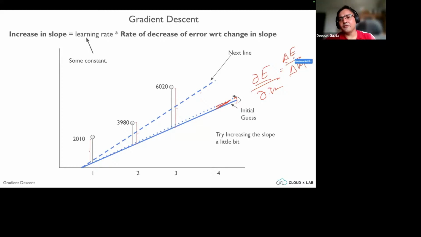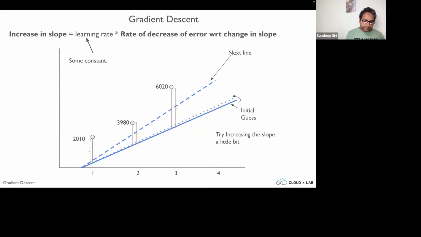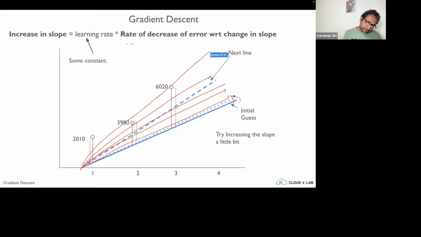But then why can't we simply eliminate the learning rate from the equation? So you are saying that this increase in slope is equal to the rate of decrease in error, right? But what if that is going very slow? Like your next line comes like this, then you again increase, it comes like this, then you again increase, it comes like this. So basically, the learning rate is the step which we'll be taking, on the positive or negative side.